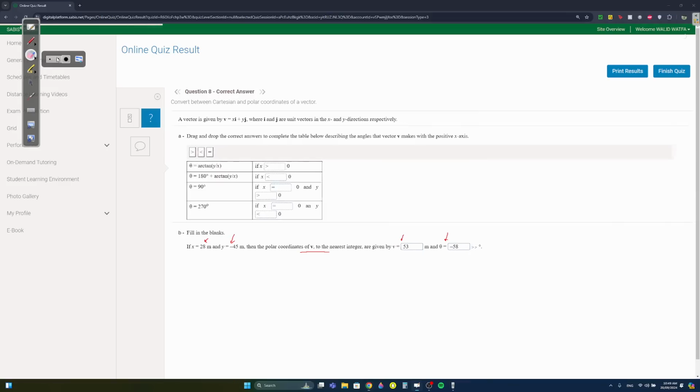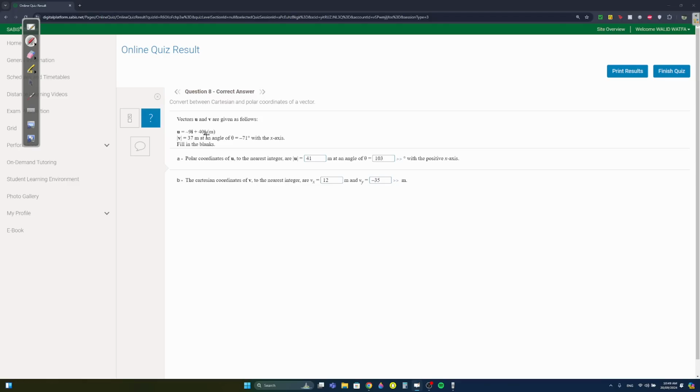Question 8. Okay, u is this, magnitude of v is this, and they give us theta is this. What is the polar coordinates of u? We know the polar coordinates are r and theta, right? So first we need the magnitude, and they said magnitude of u. This symbol isn't absolute value in mechanics, it's actually magnitude. And then theta is the angle.